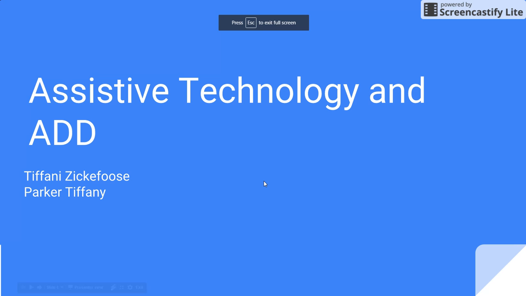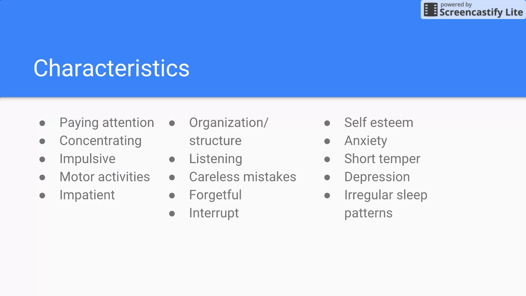So for this assignment, Tiffany and I decided to research ADD and the different assistive technologies that go with it. So to begin, let's talk about a few common characteristics that we see with ADD in the classroom.